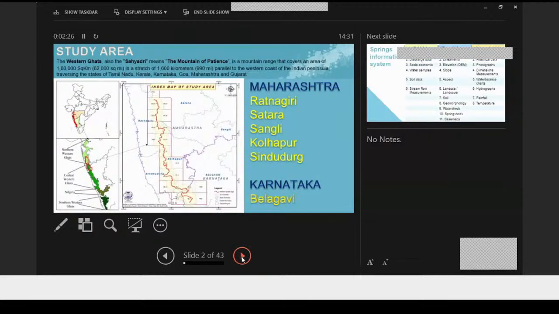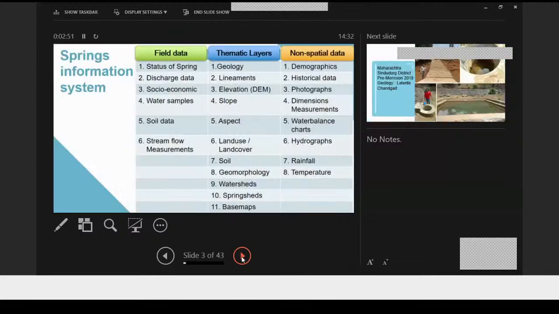So our study area is different parts of the Western Ghats. We have taken Satara, Ratnagiri, part of Sangli, Kolhapur, Sindhudurg, and other districts. So here we have taken these 6 districts for our exploration.